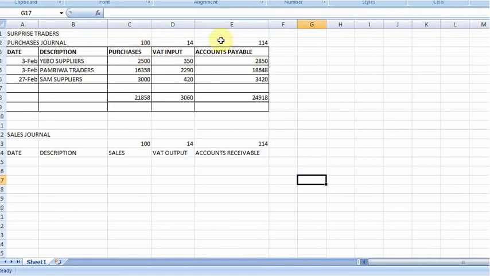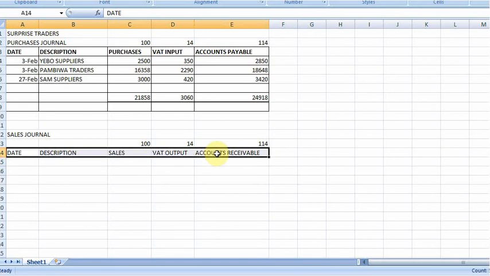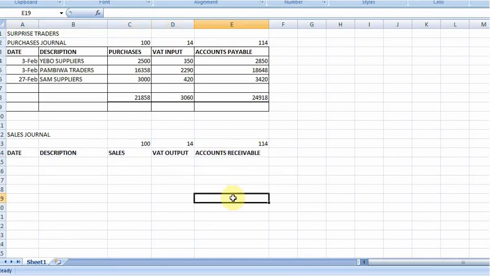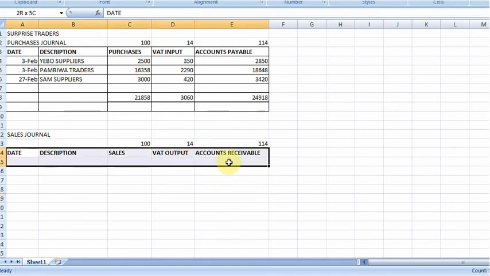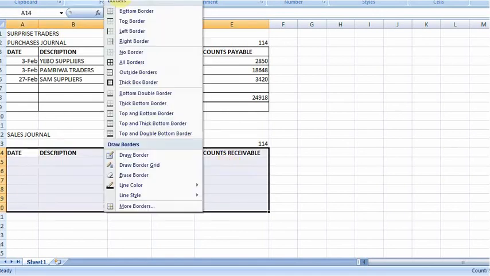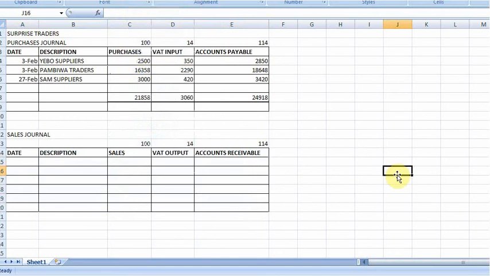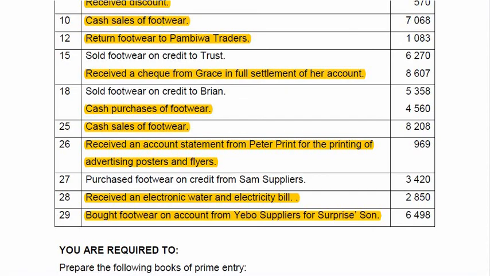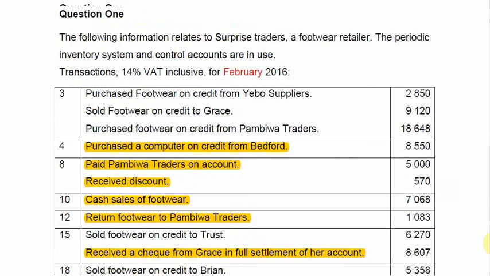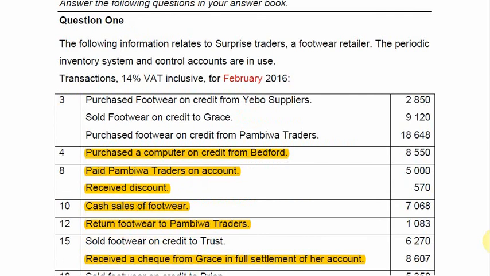Please note that you don't need to write this. I'm just putting it there for explanatory purposes. If you already understand the percentages that are represented by each type of entry, then it's fine. You don't have to show that 114 and 114. Then I'm going to put everything in a proper line, and then I'm going to go back to my question to find the remaining entries that should go into the sales journal.